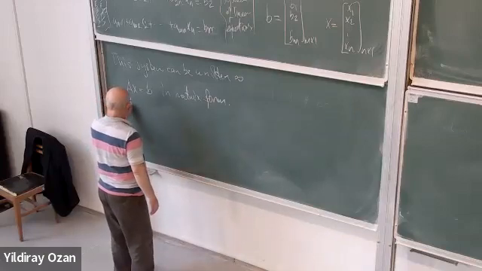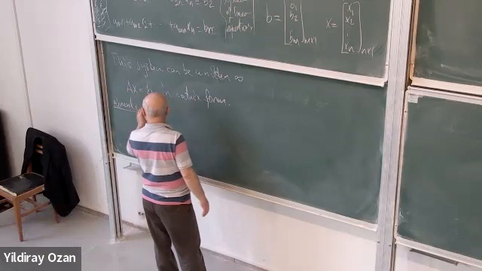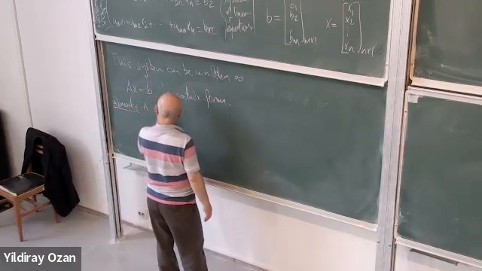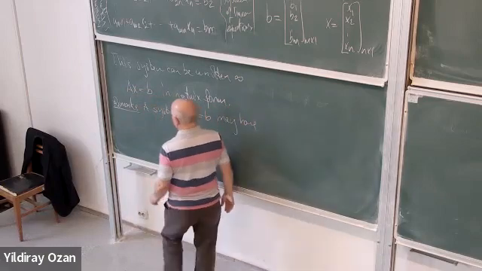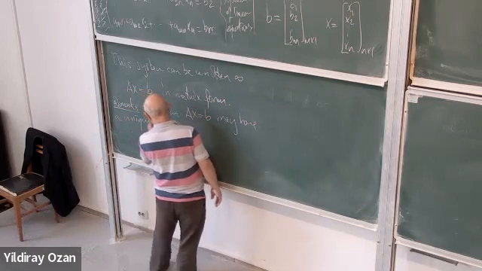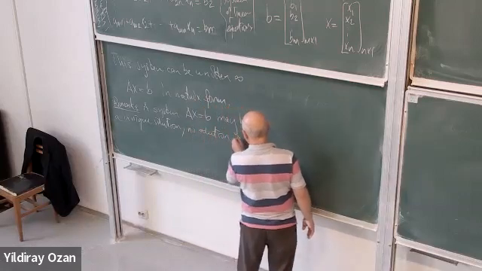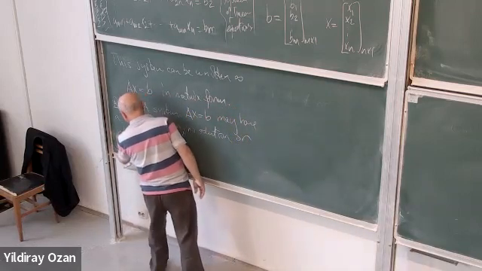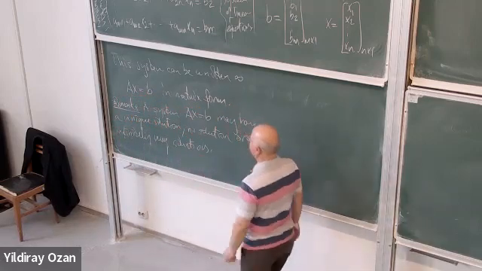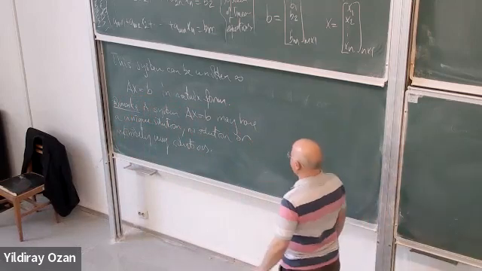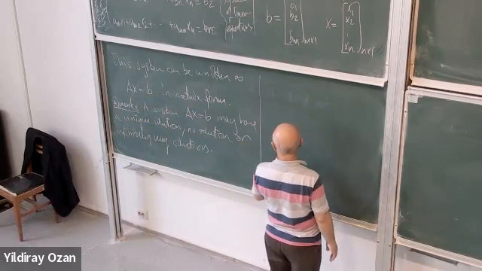First remark: for a system like this, there are three possibilities. A system AX equals B may have a unique solution, or no solution, or infinitely many solutions. Okay. Let me give some quick examples where all these possibilities occur.